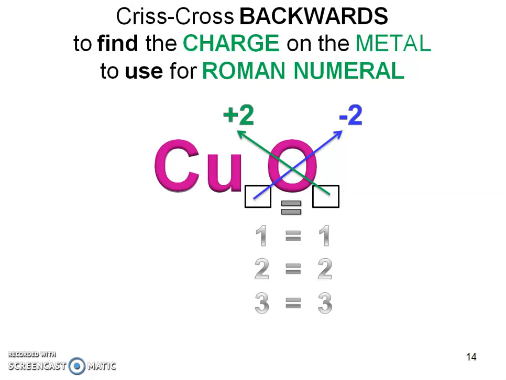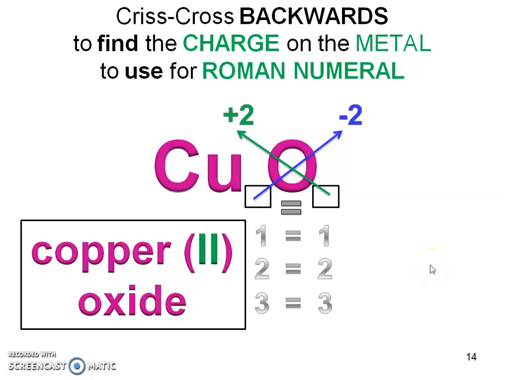And if you need to, go back and re-watch that video that deals with metals with multiple charges, because I do a bunch of examples, and again, you can always refer back to your packet as well. So how are we going to name this guy? He's going to be copper 2 oxide. So we need to know what the charge of that copper is in order to name this whole compound correctly. So copper 2, that 2 comes from the charge of that copper.